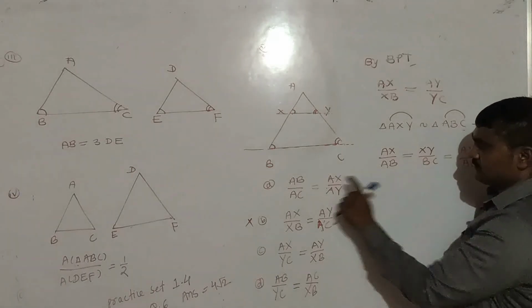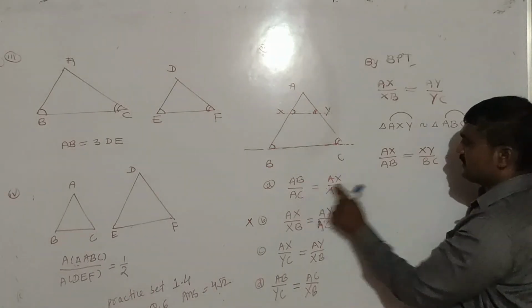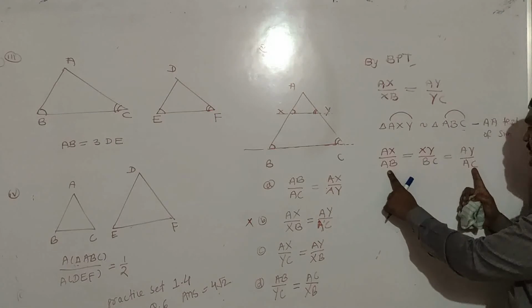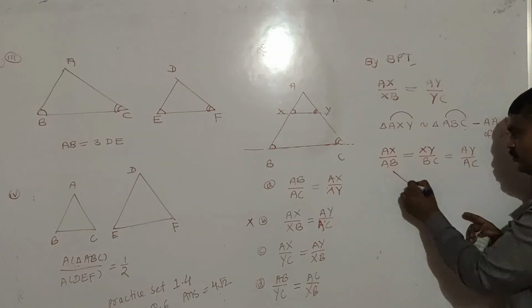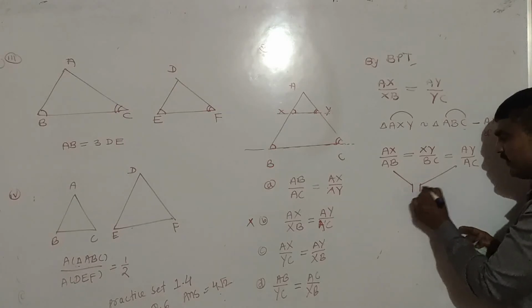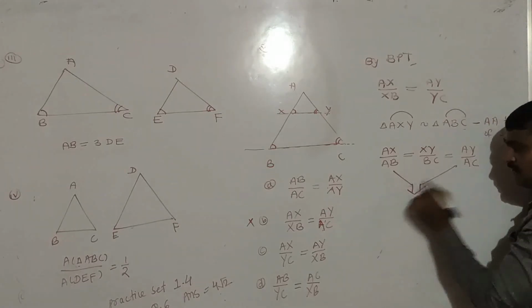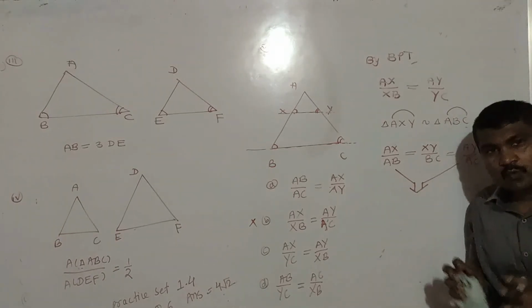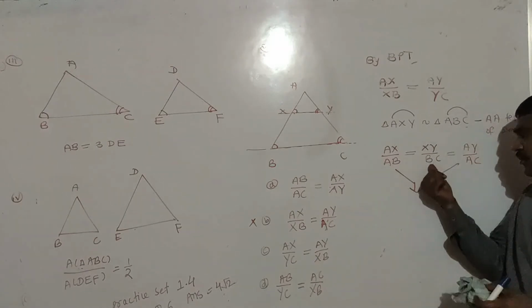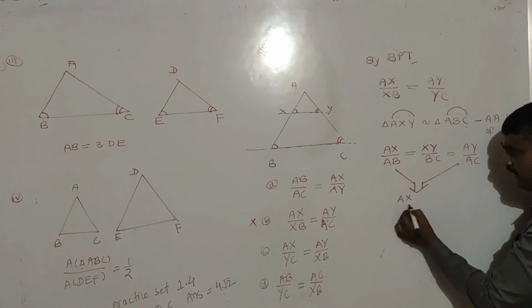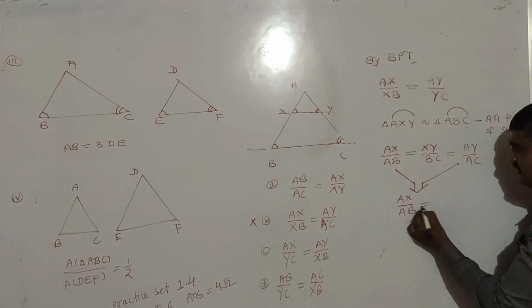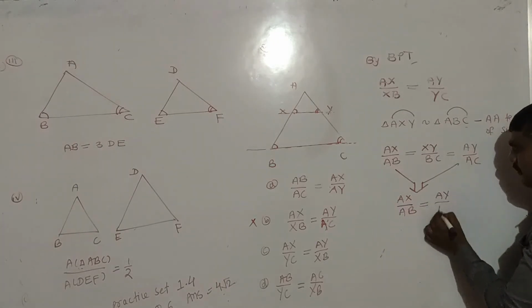AB upon AC, where is it? You can check. We want only two ratios, so take the suitable ratios only. So we can write AX upon AB is equal to AY upon AC.